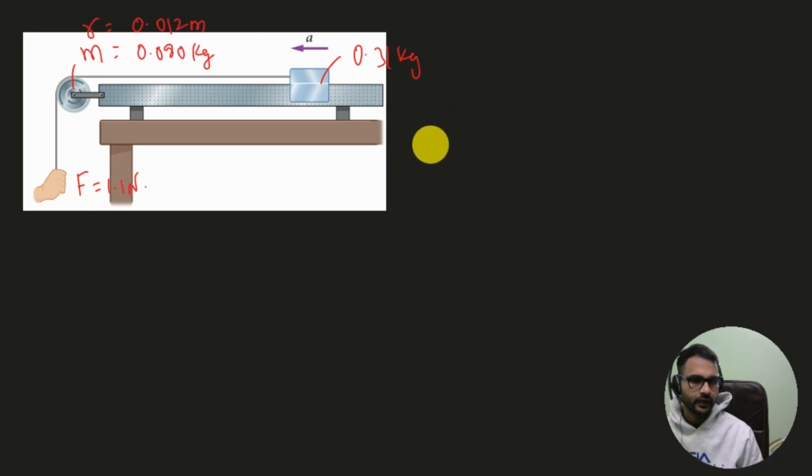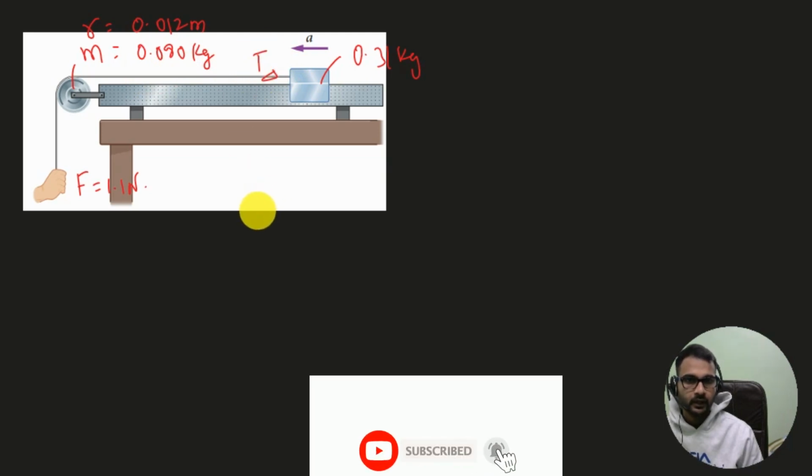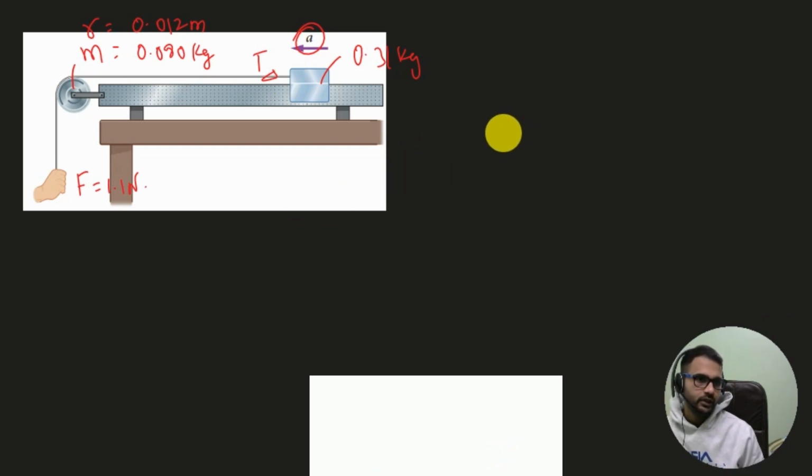Now two things you have to find. First, the tension in the string between the pulley and the cart. That means what would be the tension here? This tension T is what we need to find. And the acceleration of the cart. What would be the acceleration? So these two things we have to find.